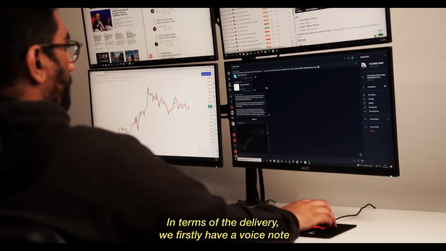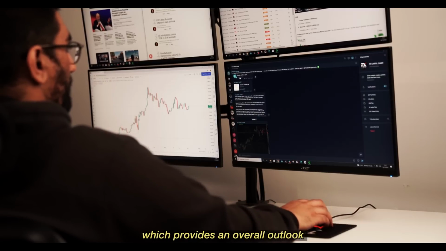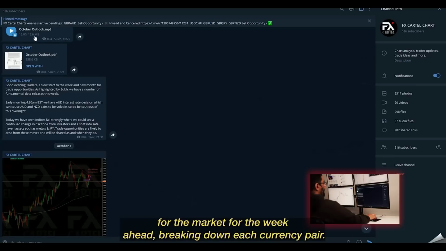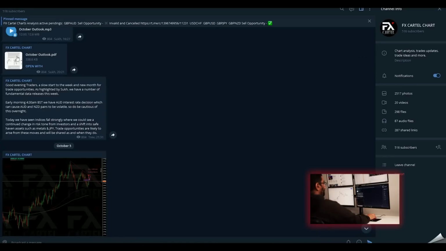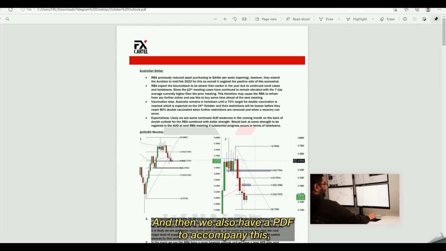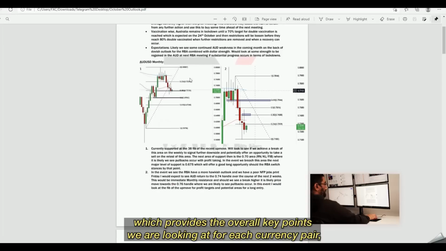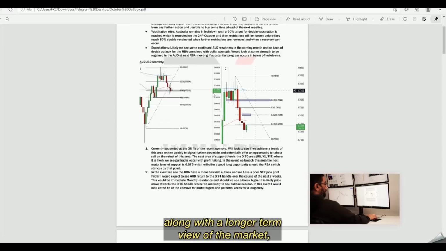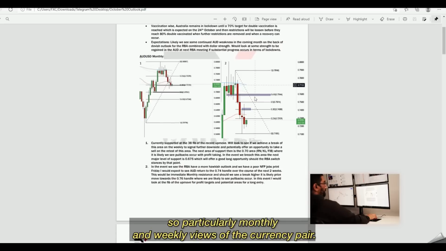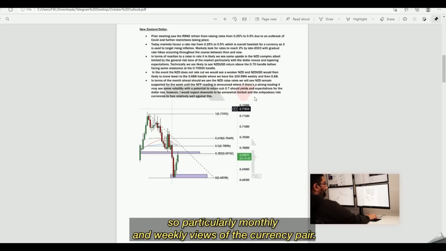In turn, this then provides us with a direction of the market and potential trade opportunities. In terms of the delivery, we firstly have a voice note which provides an overall outlook for the market for the week ahead, breaking down each currency pair. And then we also have a PDF to accompany this, which provides the overall key points we are looking at for each currency pair, along with a longer term view of the market, so particularly monthly and weekly views of the currency pair.